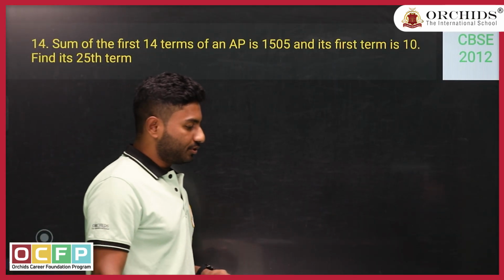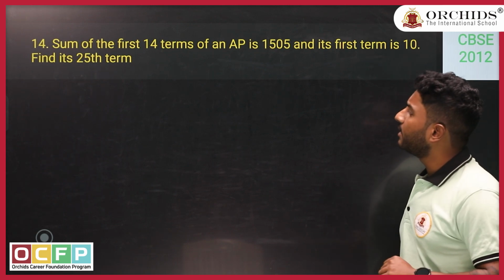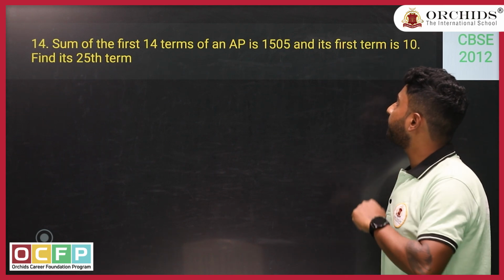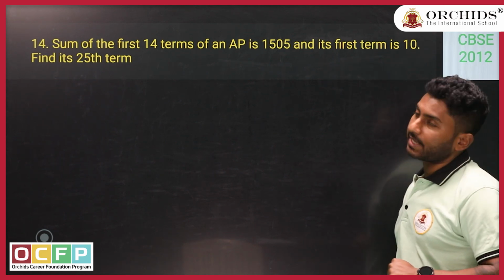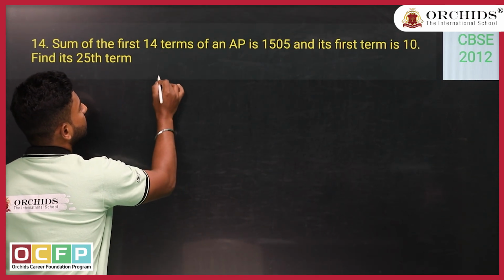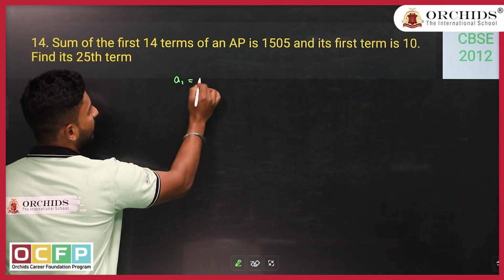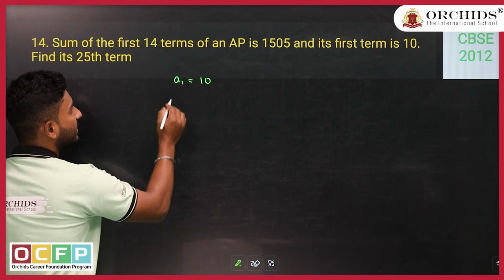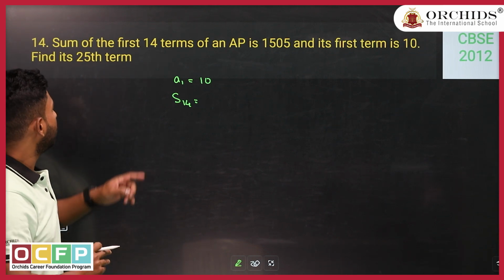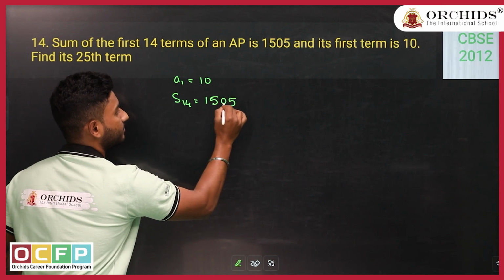So here is our 14th question, which is from CBSE 2012. The question looks like: sum of the first 14 terms of an AP is given, which is 1505, and its first term is 10. Find the 25th term. Okay, so what is given? A1 is given. What is A1? A1 is 10. What is the sum of 14 terms? Sum of 14 terms is given. So I am directly writing S14, the sum of first 14 terms of the AP, is 1505.